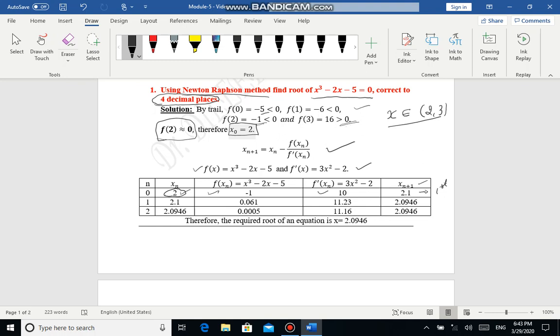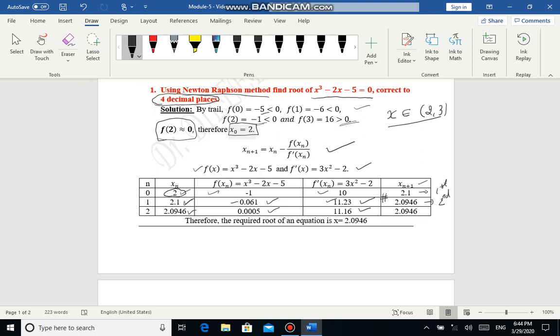So in the place of 2, consider the updated value of x, that is 2.1. So now using 2.1, find out f of xn, f dash of xn, and substitute all xn, f of xn and f dash of xn in the formula again to get the second iteration value of x. Compare the first and second iteration values of x. These two values are not equal, so we need to repeat the procedure again. Means replace 2.1 by 2.0946.